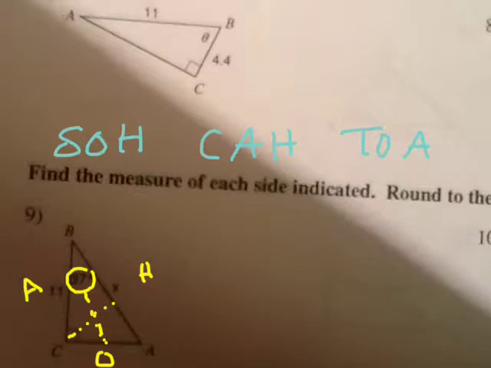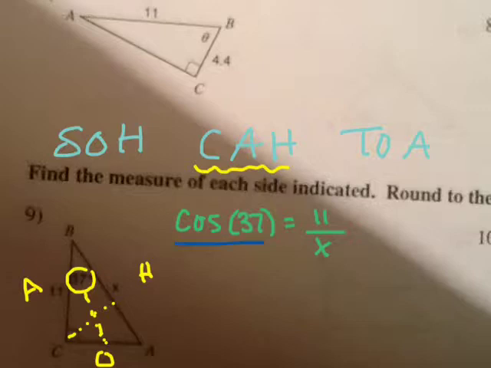So the two parts we have are an A with the 11 and an H with the X. We're going to use cosine. So we're going to say the cosine of the angle they gave us, 37, is equal to adjacent over the hypotenuse. Well, put it over 1 and cross multiply. Whatever's in the bottom, you're just going to stick in front of the cosine, and 1 times 11 is 11.